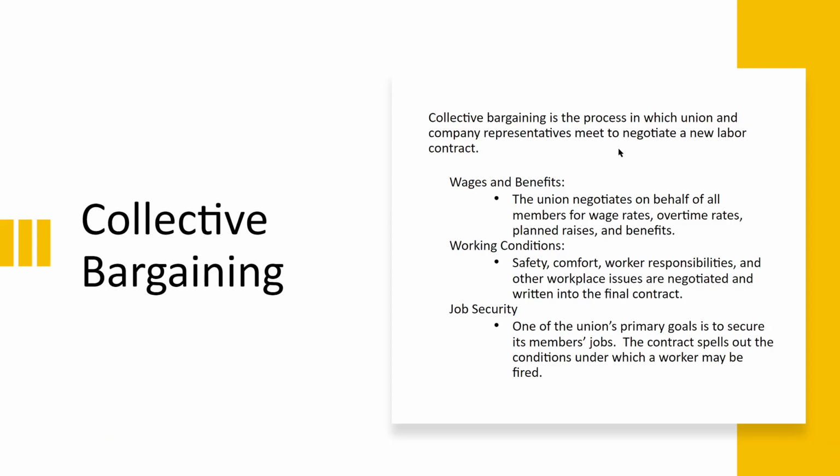Collective bargaining is the process in which union and company representatives meet and negotiate a new labor contract. Some of the things they're looking for in these contracts are wages and benefits. This could be anything from pay increases to how much overtime you have to work, planned raises, and other moneyed benefits. And then they talk about working conditions. This can be safety, comfort, responsibility, or any other issue that needs to be negotiated and written into a contract. Then we have job security. This is one of the union's primary goals, to secure jobs for its members. And so the contract spells out the conditions under which a worker can be fired. So there's 3 aspects to collective bargaining.